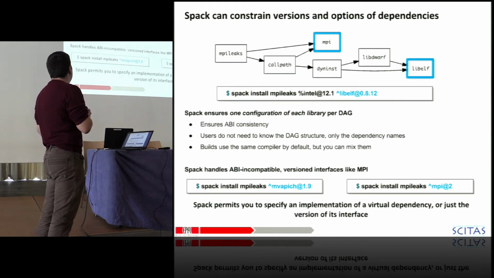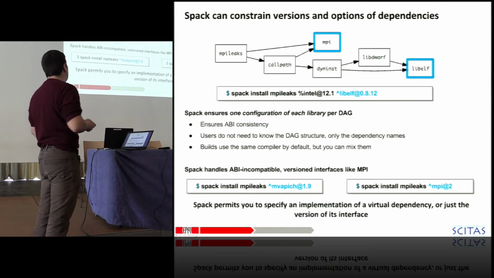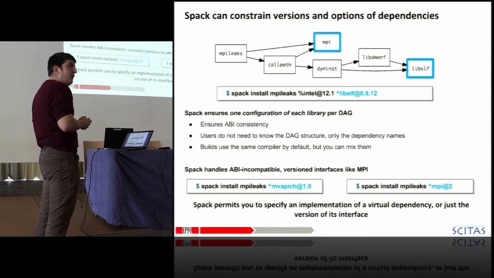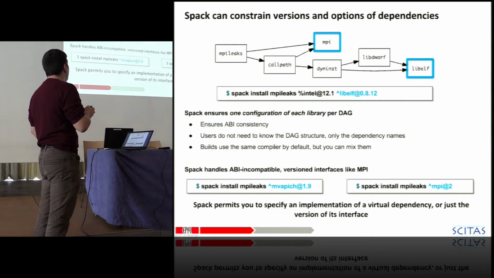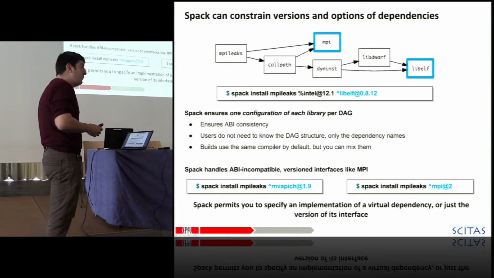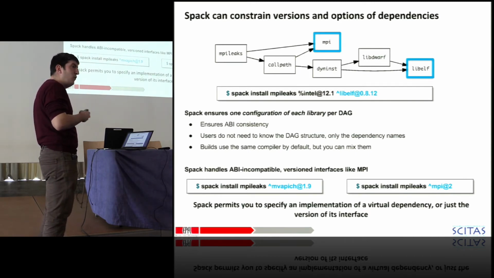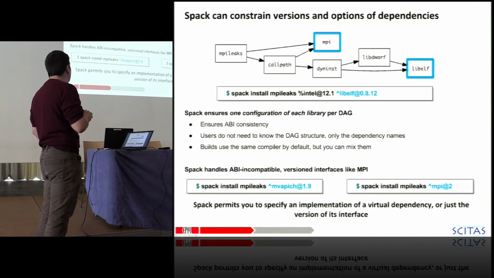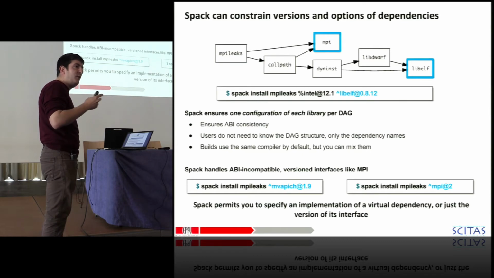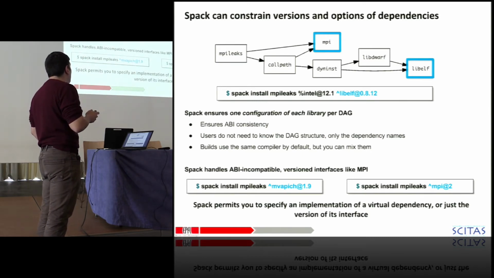Then, Spack can constrain versions and options of dependencies. So let's go with the usual example. Here you see, for instance, that asking for libelf at this version, I get this dependency through two paths. It's a direct dependency of dyninst and a direct dependency of libdwarf. By construction, Spack ensures that within its graph, a single package is present only once. This means that it ensures API consistency. There will be no way that you get two different versions of libelf because libdwarf was compiled linking against one and dyninst against another.